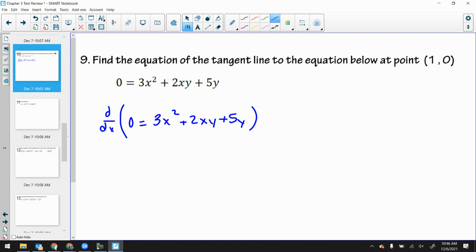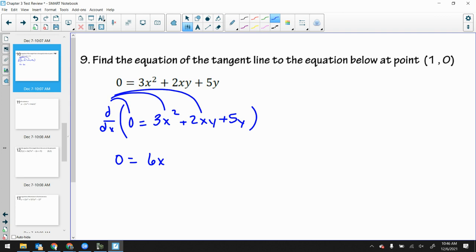Right? I want to find the derivative with respect to x. The reason I put that notation in there is because I'm emphasizing the fact that we're finding d over dx, the derivative with respect to x, for each of these terms. Well, that's just 0. Here is 6x.